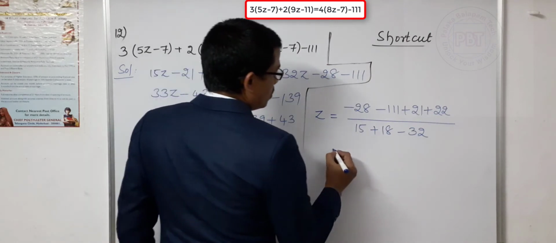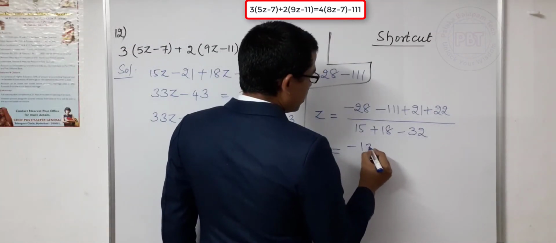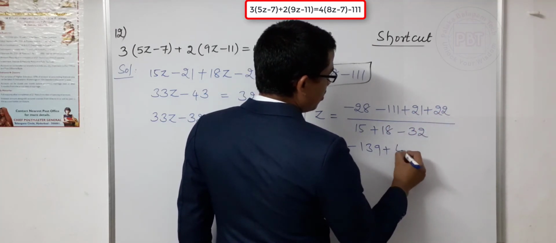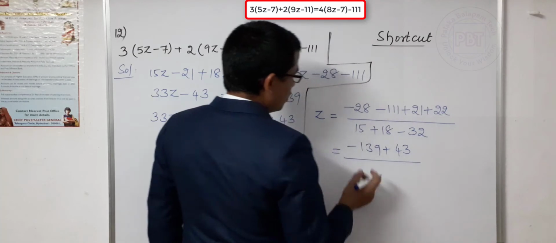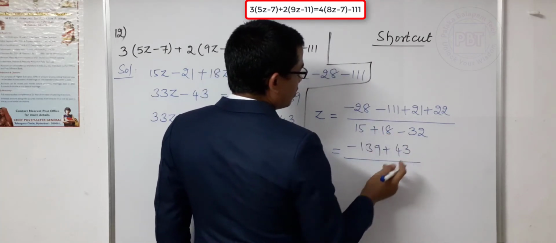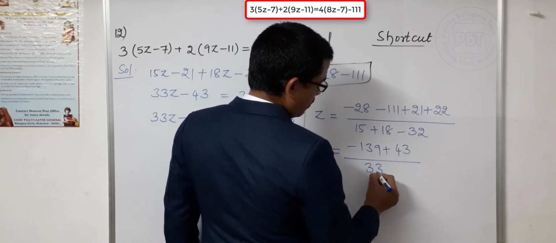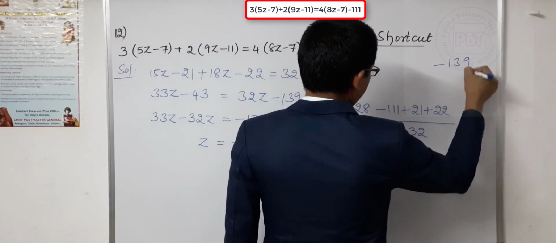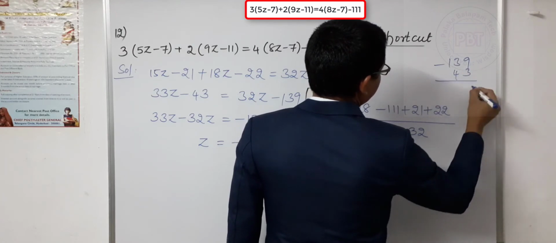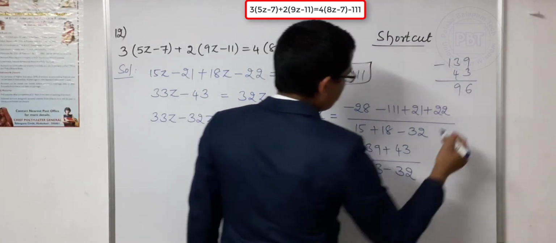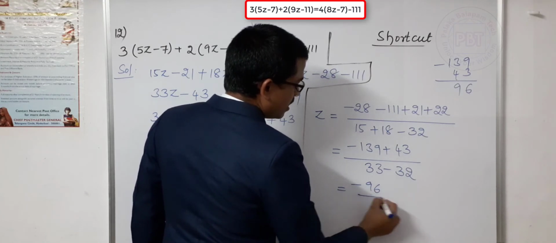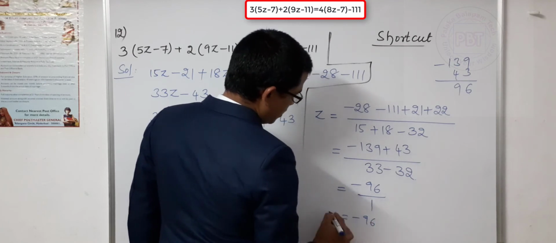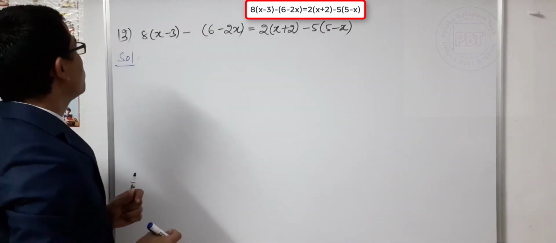Okay, now simplify it. Minus 139 plus 21 plus 22 is plus 43 by 15 plus 18 is 33 minus 32, and minus 139. 43, subtract 6 here, 13 minus 4 is 9, minus 96 by 33 minus 32 is 1. Therefore the z value is minus 96. Let us see the 13th question.